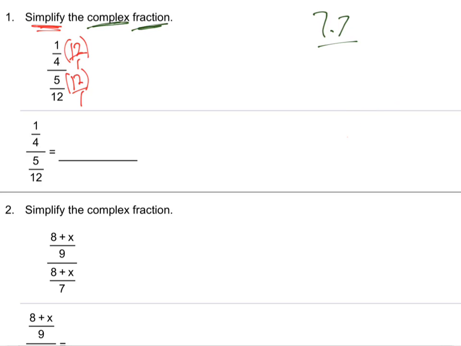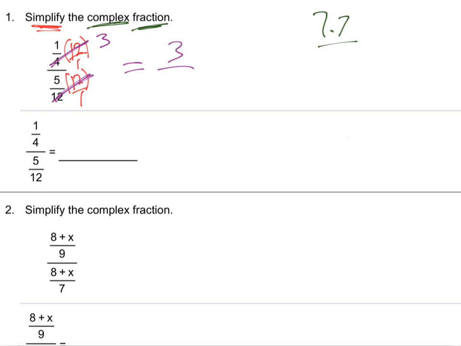Okay, and now we have to cross cancel, right? So I'm going to go 4 into 12 3 times, and here just 12 just cancels 12, there's gone. So what are we left with on the top then? Just 3. Can you all see how the top is just 3?